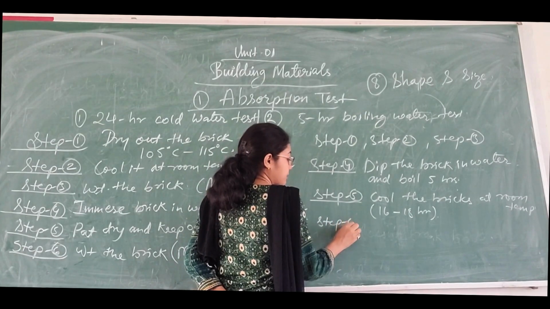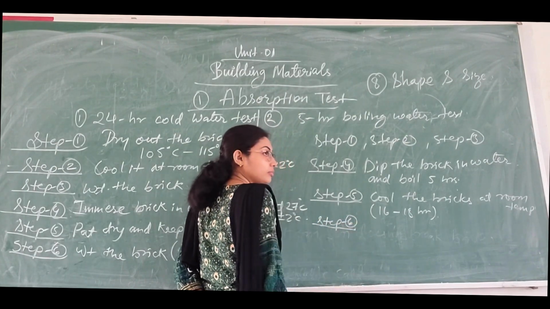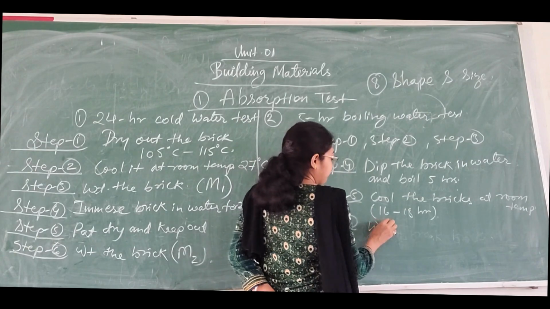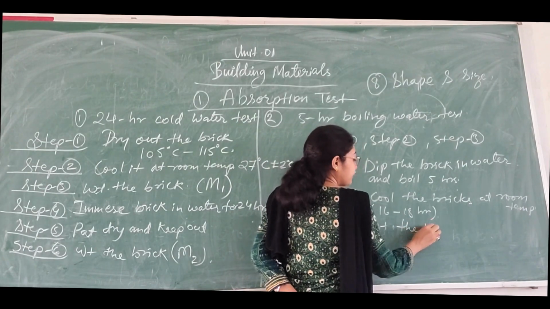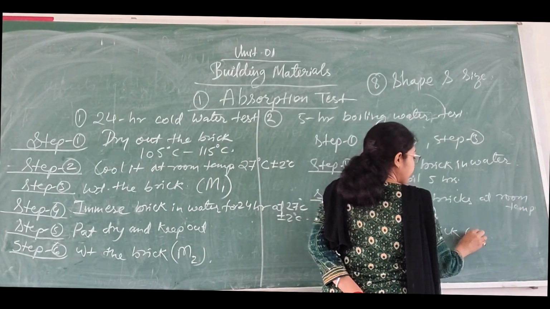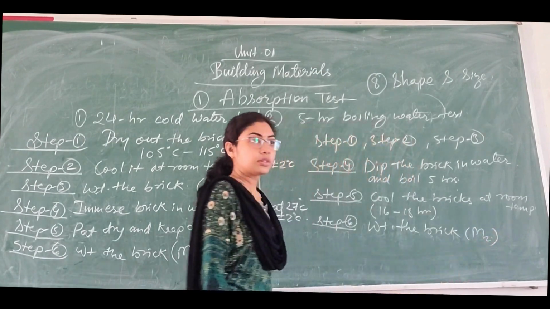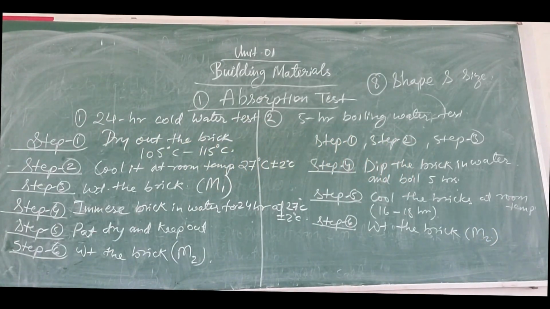Then step 6 is: weigh the brick, mark it as M2. There are only two weights, M1 and M2. M1 is the dried-out weight, M2 is the wetted weight. Okay, here also and there also.